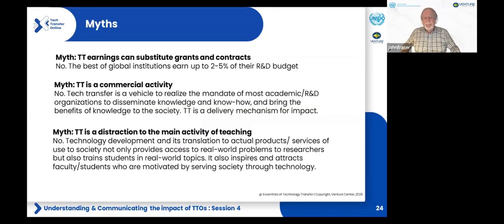Next. These are myths as gathered by Premnath, and I agree with him. Tech transfer earnings can substitute for grants and contracts. No, it cannot. Even some of the best get a return on their yearly R&D expenditures of only 2 to 5% in terms of royalties and other compensation. It's pretty modest, frankly. There were days when you could put your cash into buying a bond that would return 5% risk-free, as opposed to this activity.